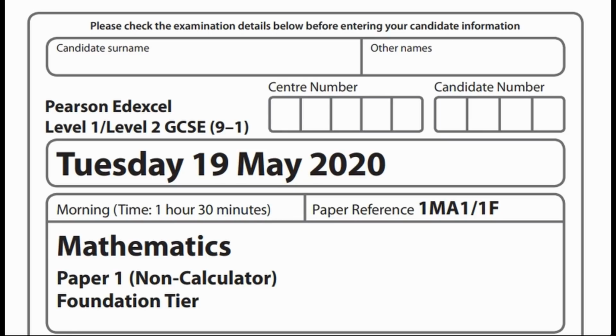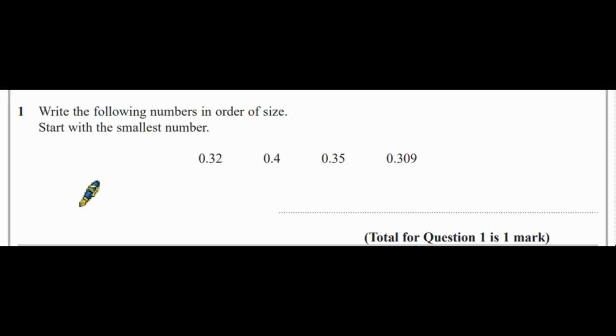In this video we are going to take a walk through the Edexcel Mathematics Paper 1 Foundation Tier exam paper from Tuesday the 19th of May 2020, looking at all the methods and the answers. So let's start with question 1. It says write the following numbers in order of size starting with the smallest.